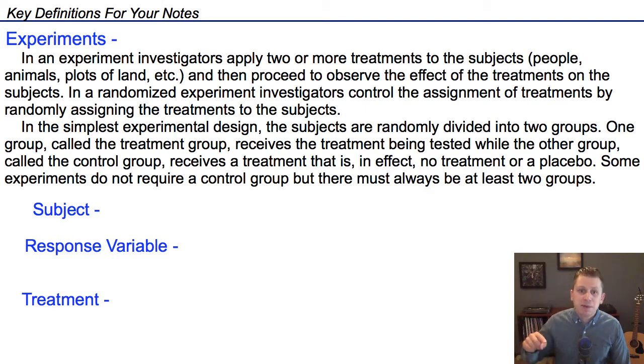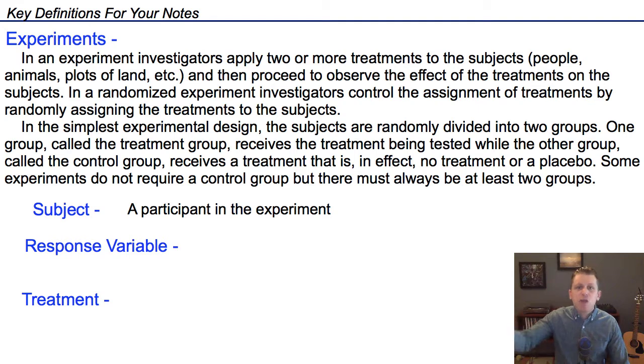In the simplest experiments, the subjects are randomly divided into two different groups. One group is called the treatment group and receives the treatment that you want to test, and the other group receives some treatment that is not what you want to test. Some treatments don't need a control group, but it's always better to have them. There's a few basic things that you need to have in each experiment. The first thing is you have to have a subject or something you want to study, whether it's a participant or some type of group that you want to study. You need to have a response variable.